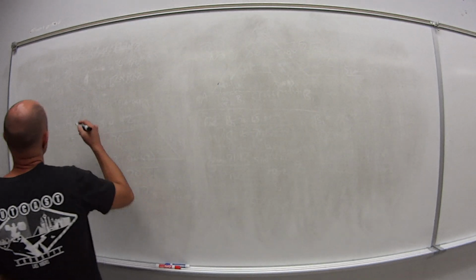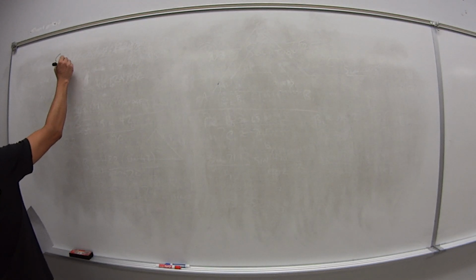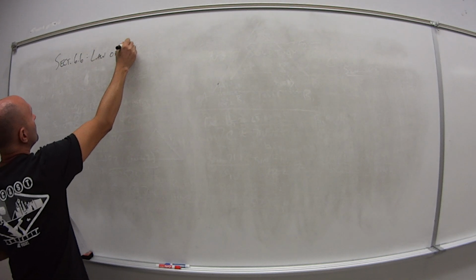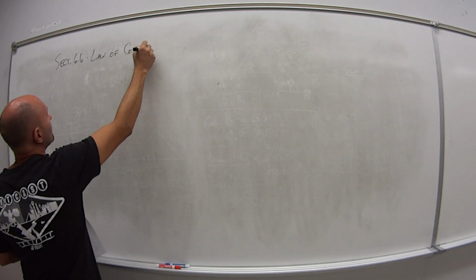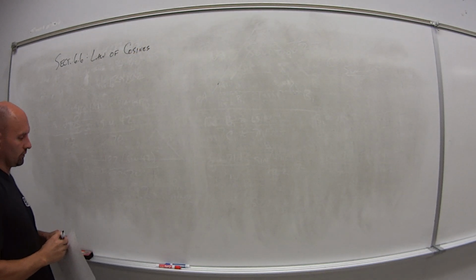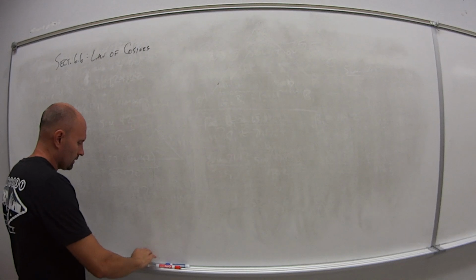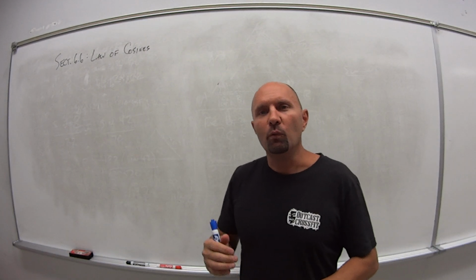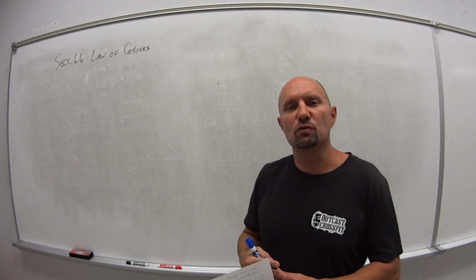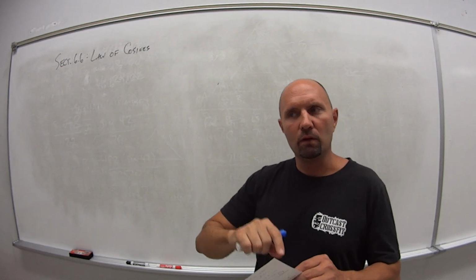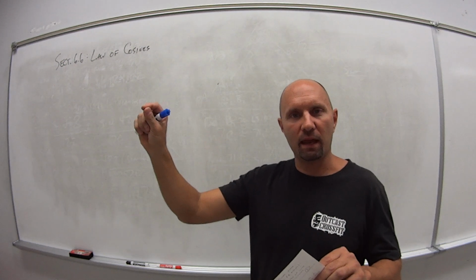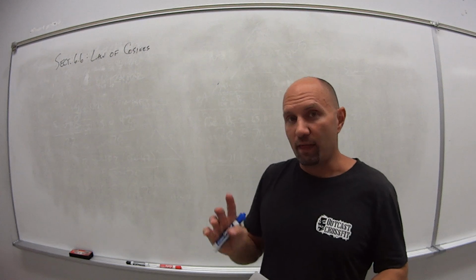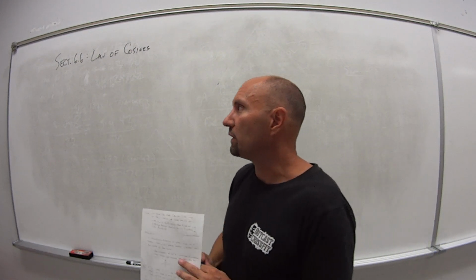Section 6.6, we look at the law of cosines. In section 6.5, we looked at the law of sines, and we needed very specific pieces of information. We need an angle and the side opposite of that angle, and then we just need one other side or angle. That's fine if that's the information we're given.